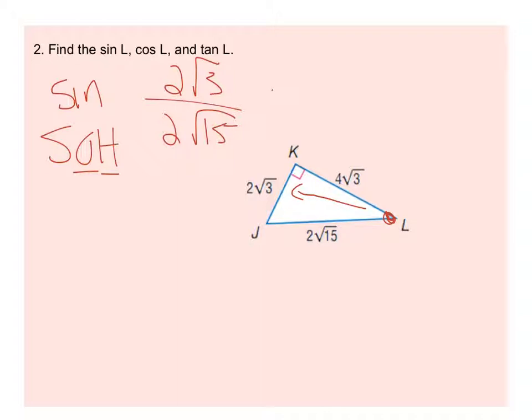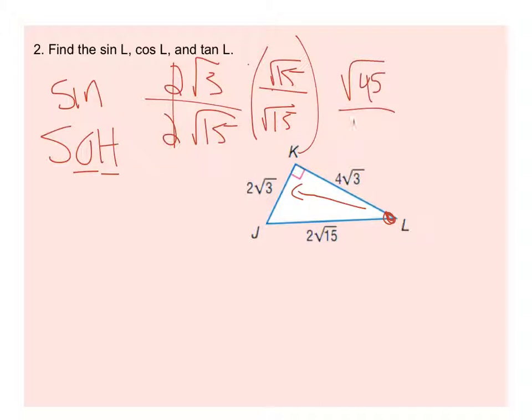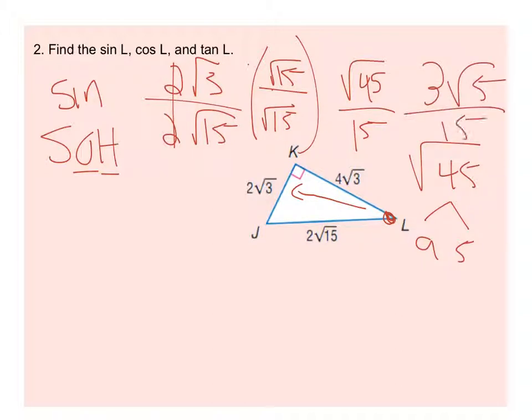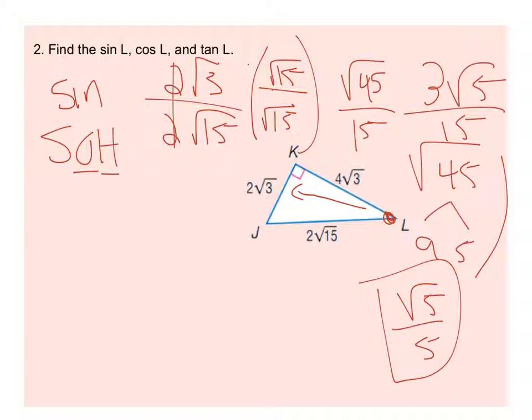By doing that, you need to multiply both the top and bottom by square root of 15 over square root of 15. So these 2's end up canceling out. So what you're left with is square root of 45 over 15. Now, simplify the square root of 45. Don't get lazy. So square root of 45 is going to be 9 and 5, so that's going to be 3 square root of 5 over 15. So that's going to be square root of 5 over 5. So that's your sine, square root of 5 over 5.